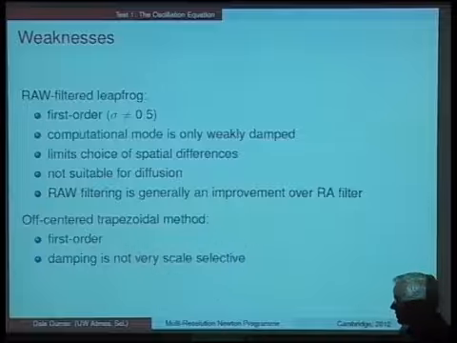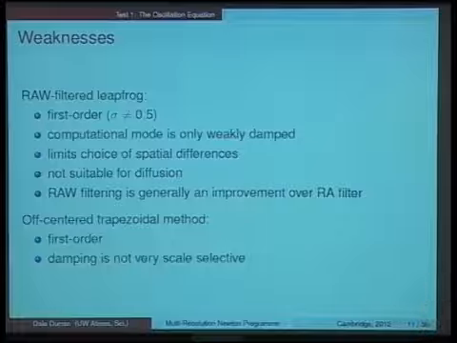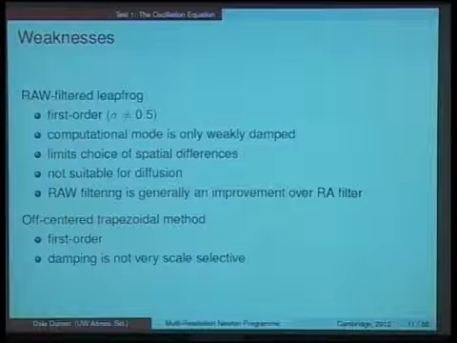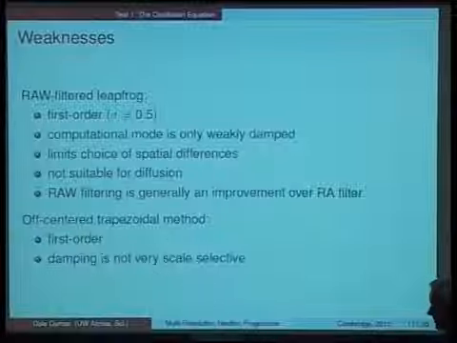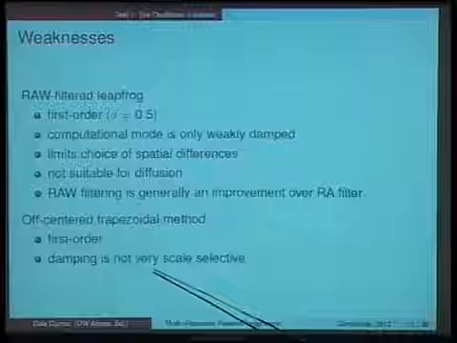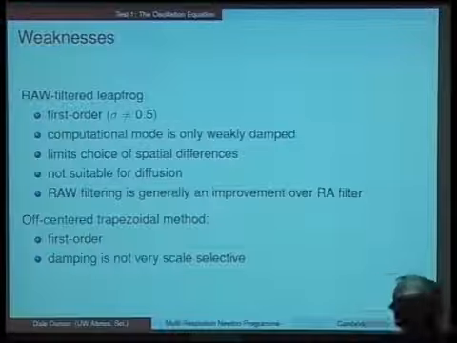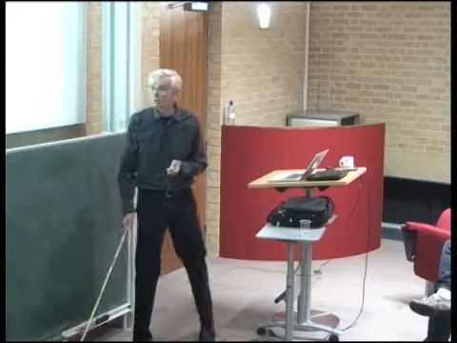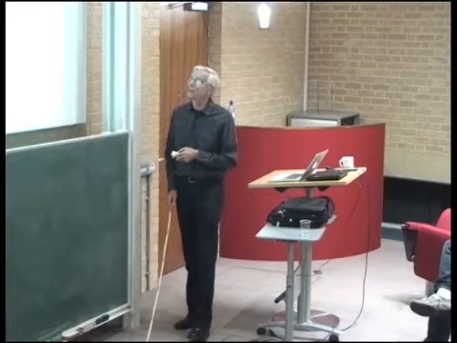It's also reduced to first order. The damping is actually not very scale selective. And in one sense, one of the most unequivocal results, hoping I get through everything, is that this is just a really bad idea. Offsetting the trapezoidal method seems to just mess everything up. So let me show you the first example of how this happens.